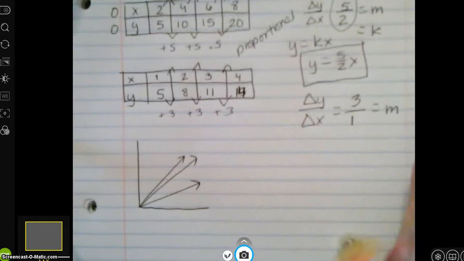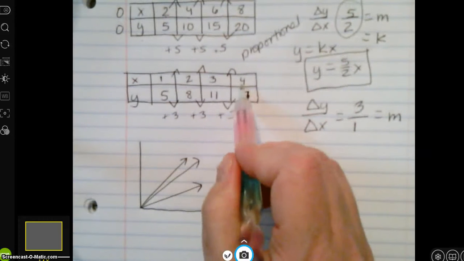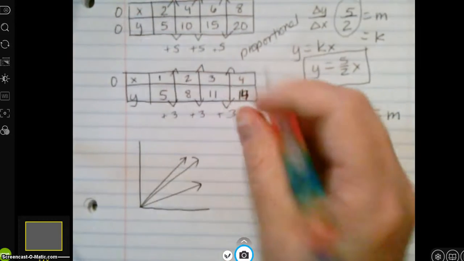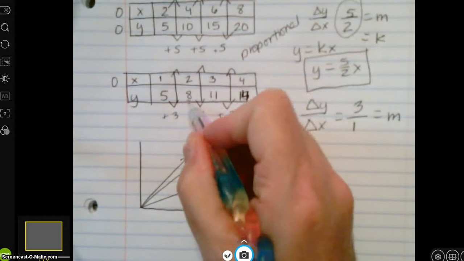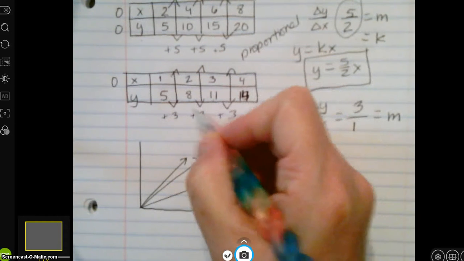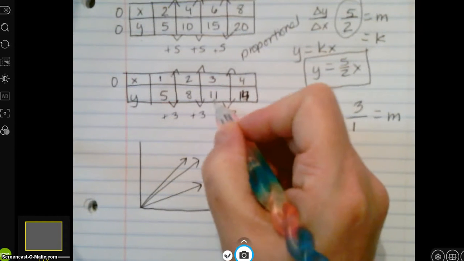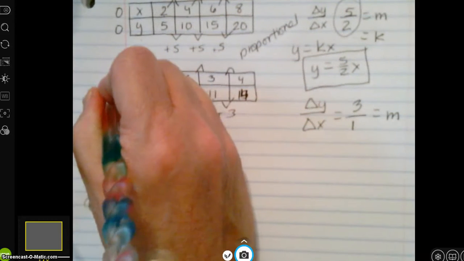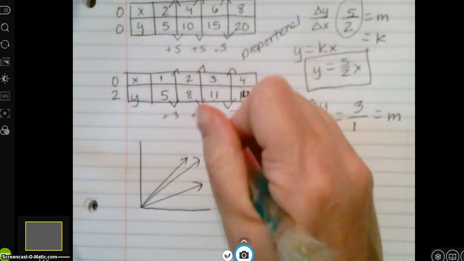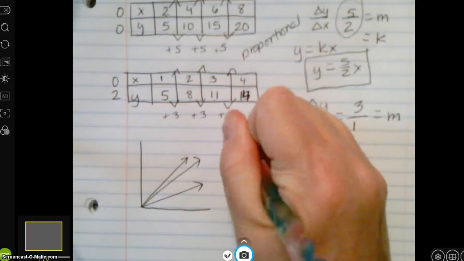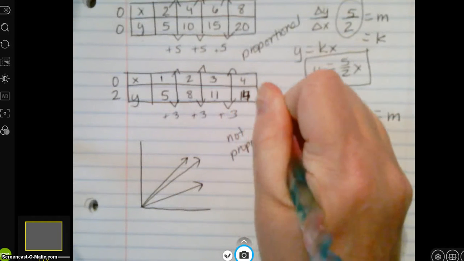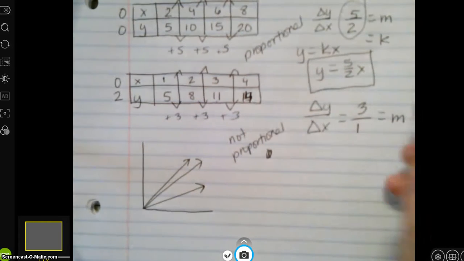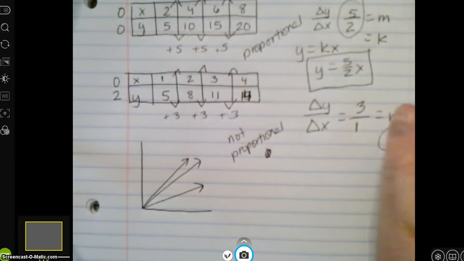Now, I'm going to take my table back and see if it goes through 0, 0. 4, 3, 2, 1, 0. When I go back, each time I'm going back by 3. 14 minus 3 is 11. 11 minus 3 is 8. 8 minus 3 is 5. 5 minus 3 is 2. So this is not proportional. This is not k. Okay? Because it does not go through 0, 0. Okay? So it is not k.